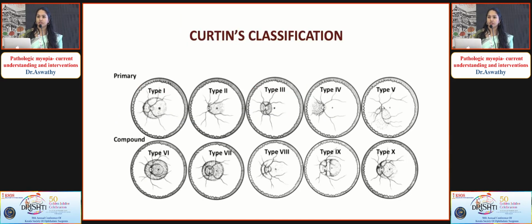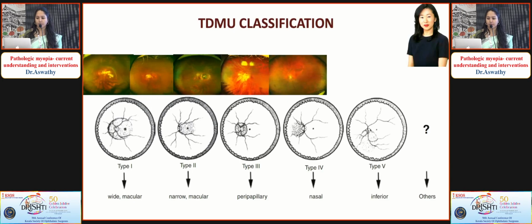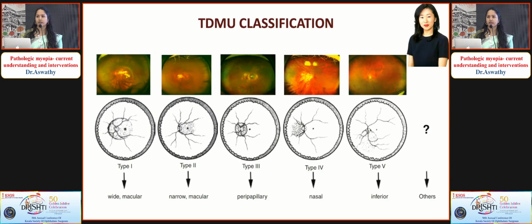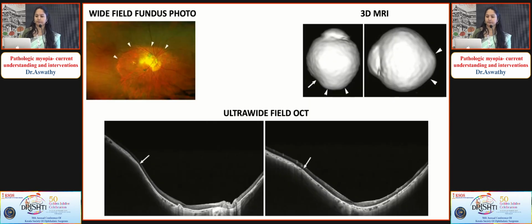Curtin's classification was the most commonly used classification for staphyloma, but recently a more simplified classification has been proposed by Ohno-Matsui. According to that, we have wide macular, narrow macular, peripapillary, nasal, and inferior staphyloma.